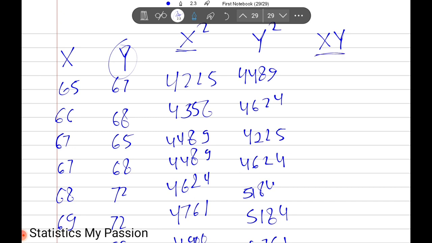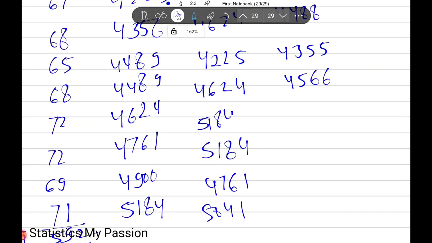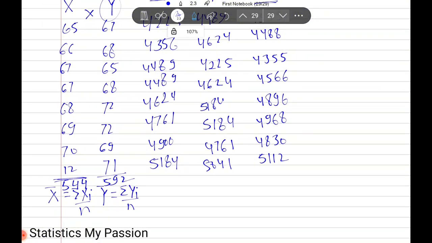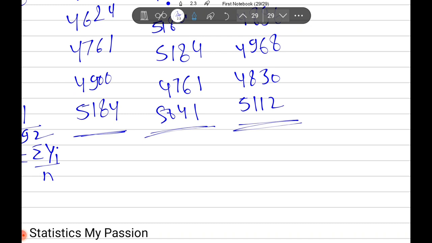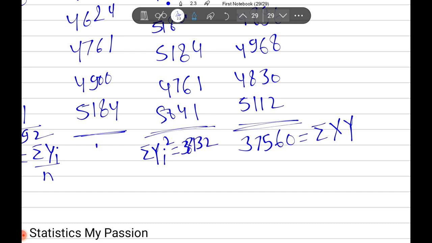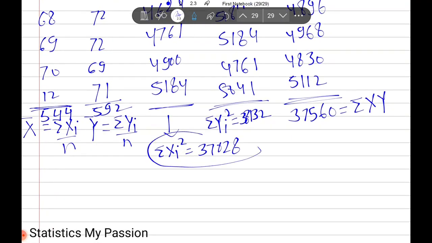And now we find xy. We simply multiply x by y: 65 into 67, 4355, 4488, 4355, 4896, 4968, 4830, 5112. Now we can total these values. The sum of these values, sigma xy, is 37560, and the total of sigma yi square is 38132, and the total of sigma xi square is equal to 37028. So these are the values of sigma xi square, sigma yi square, and sigma xy, the 3 values we found.